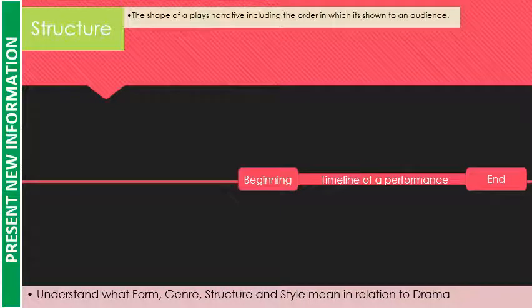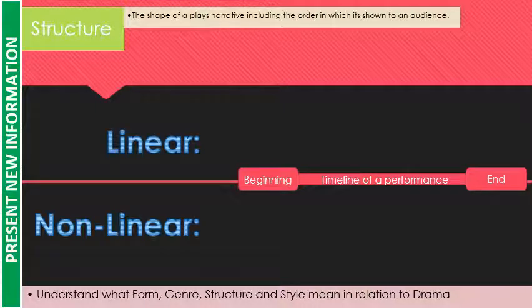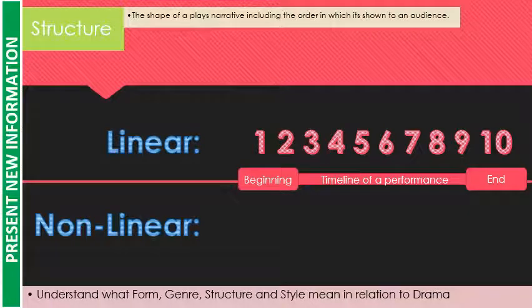Structure. So structure is the shape of a play's narrative, including the order in which it is shown to an audience. When we talk about structure, there are two main types of structure that a play would use. One is linear and the other is non-linear. Now, linear means in a straight line from beginning to end in order.